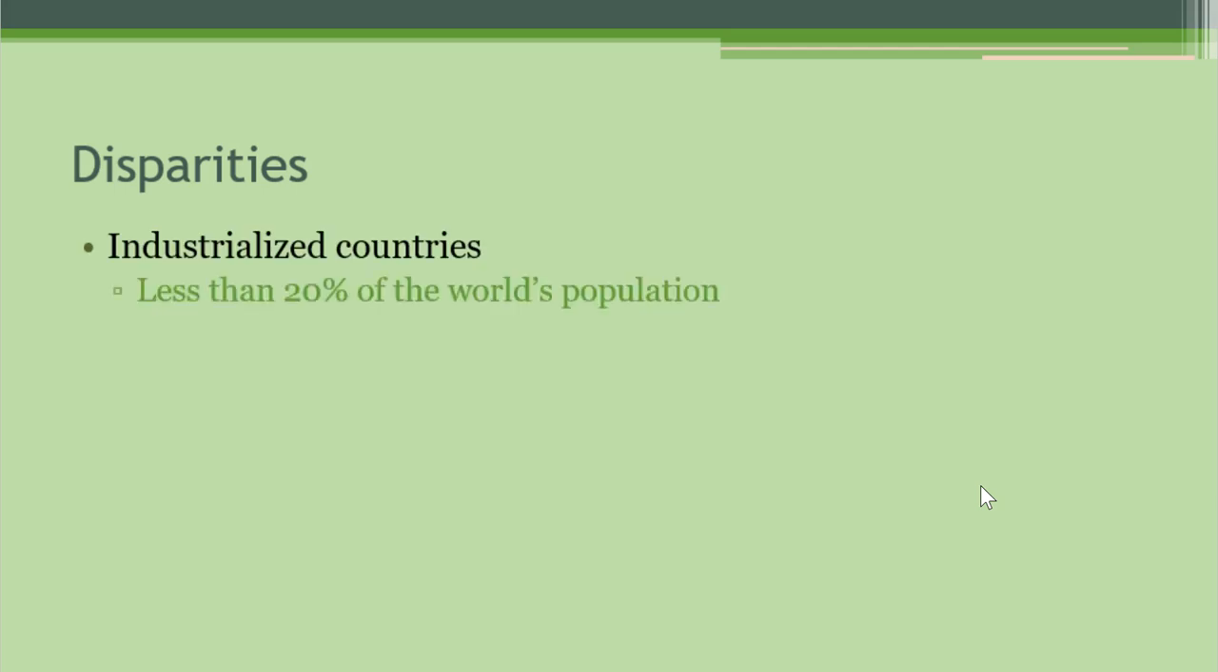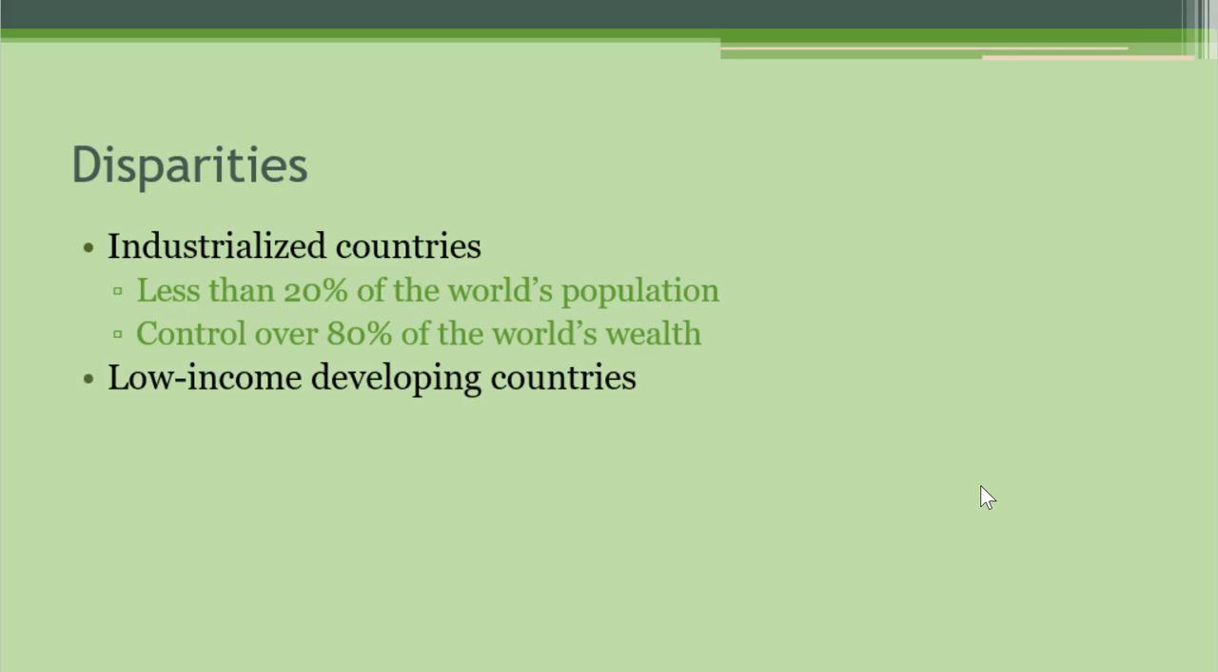So we're talking about some huge disparities between industrialized countries and developing nations. Industrialized countries are still about 20% of the world's population, and they still control about 75% of the world's wealth. So I will change these numbers for you, but it's about 20 to 25% of the world's population, and 75% of the world's wealth.